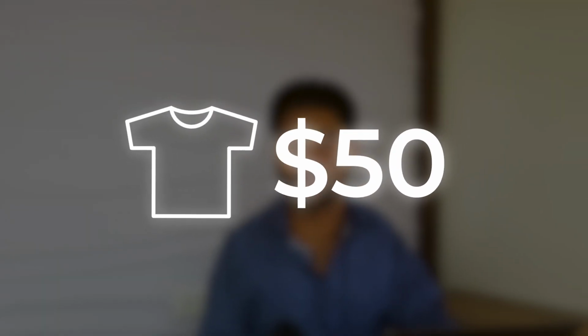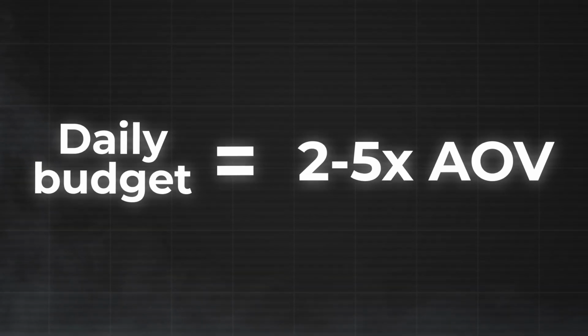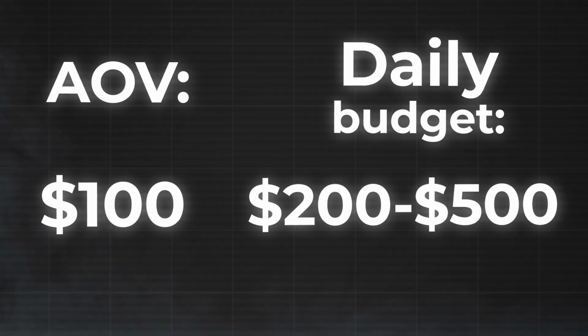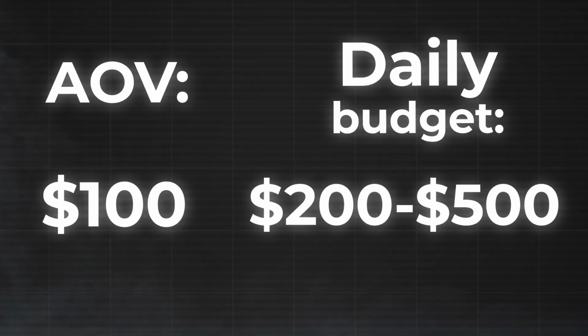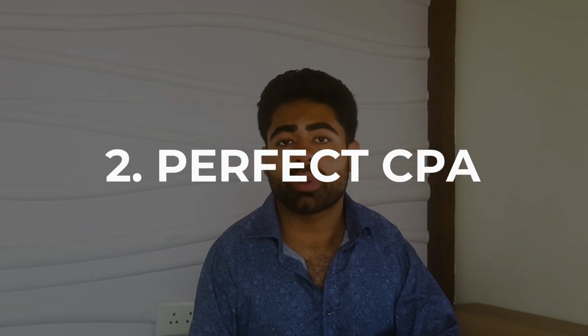Now, depending on what your level of products are, what the product prices are, etc., I naturally recommend brands to have a daily budget of a minimum of 2 times to 5 times their average order values. What this means is if your average order value is $100, you should have a minimum daily budget of $200 to $500. This basically leaves Google enough room to not only test all of your products properly, but to also get that perfect cost per acquisition for your brand and for its needs.